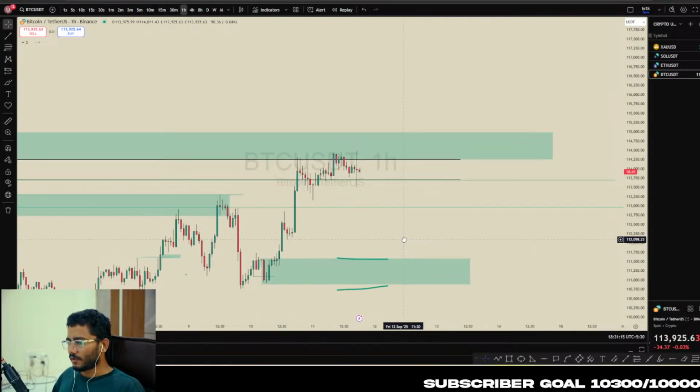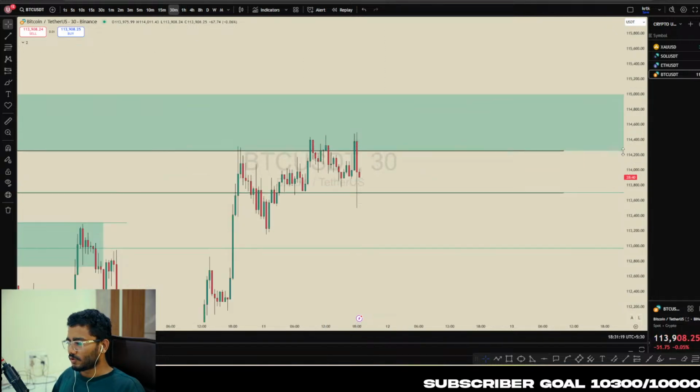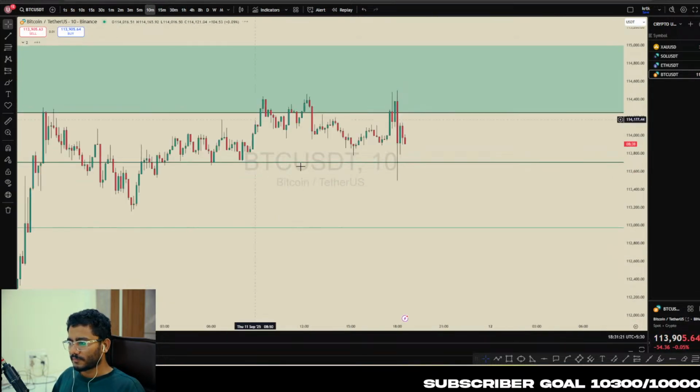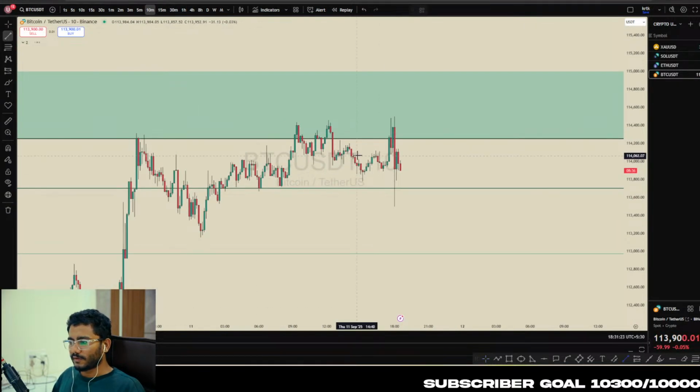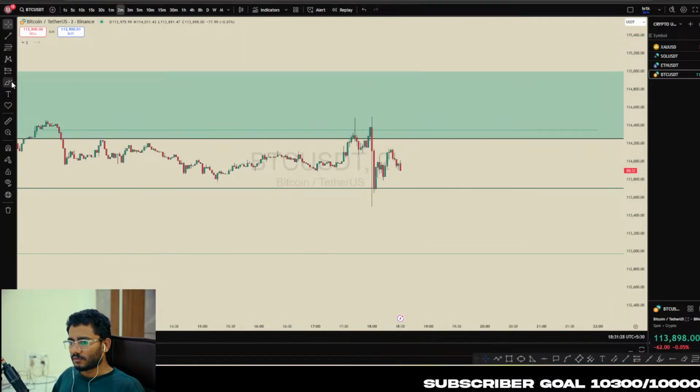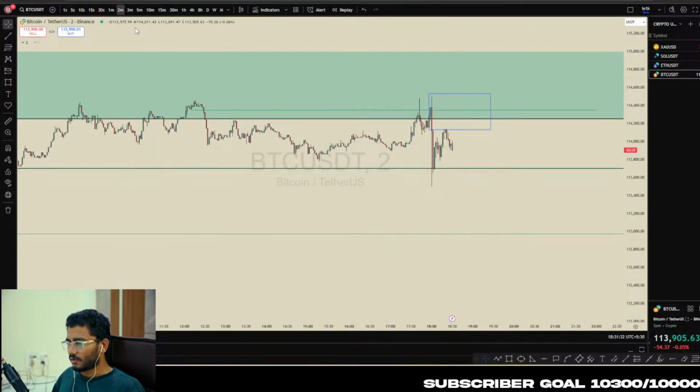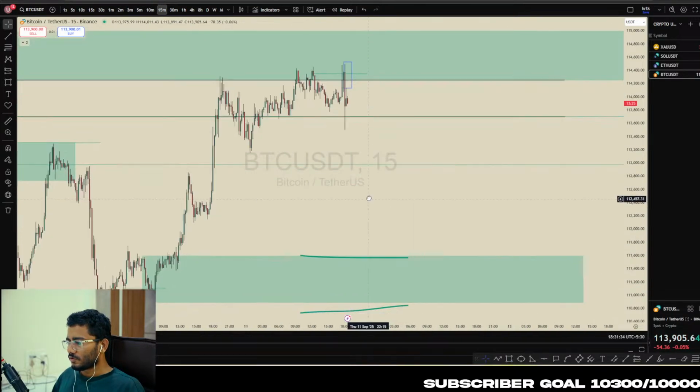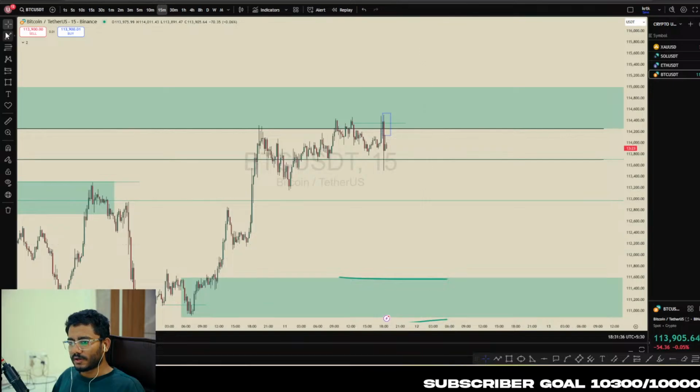If you look at 1 hour, then price has swept the liquidity from this high and this low also. But it should continue to the downside, I think. Price has retested, it rejected from this order block. Here price is reacting from this order block. It should continue. So let's see if we get any continuation trades.